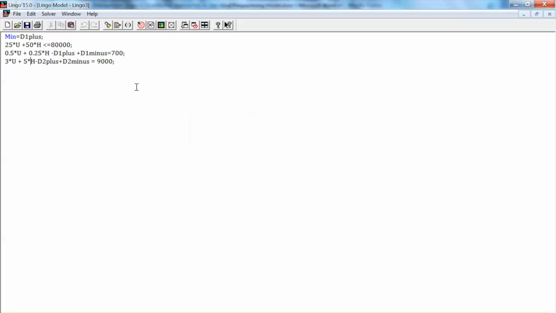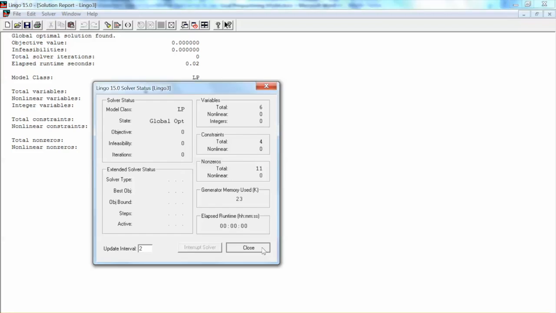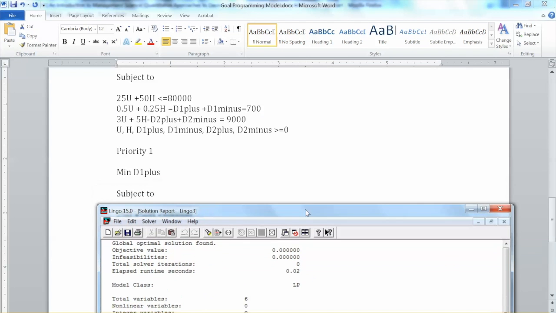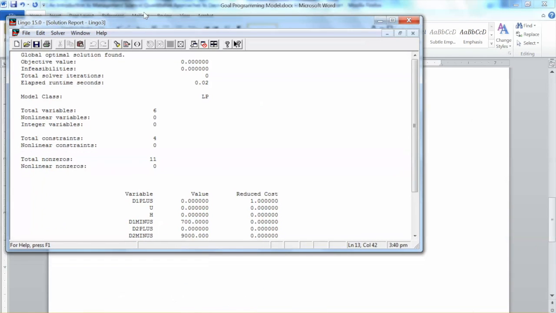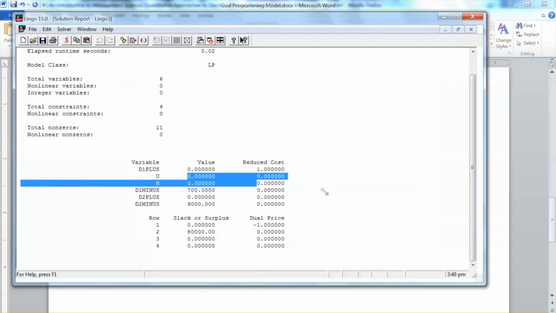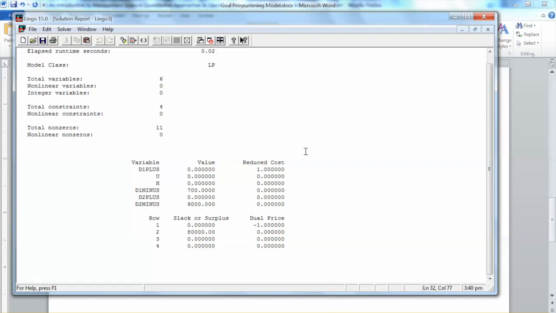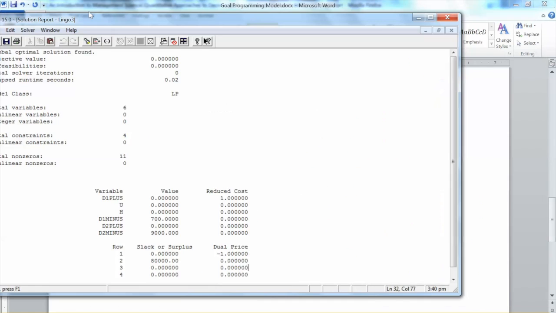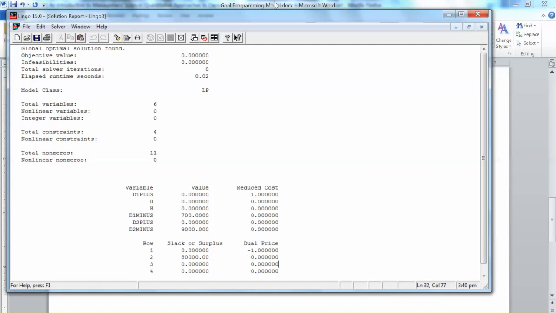So let's solve it, and this is the solution. Please remember that the goal is to minimize D1 plus. In this solution, we found D1 plus is 0. Of course, in this case, it also suggests that we should not buy anything. Technically speaking, with this solution, we do meet priority 1, but we don't meet priority 2, because if we don't buy any stocks, we don't earn any return.